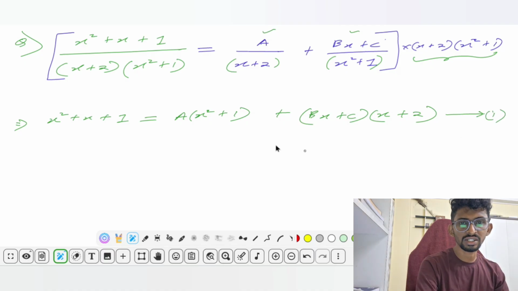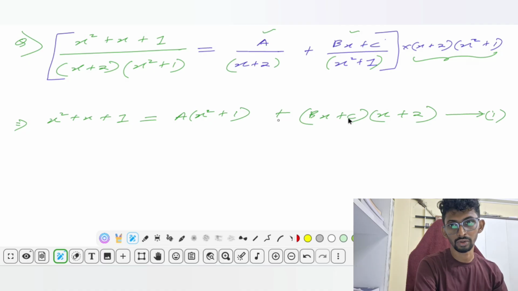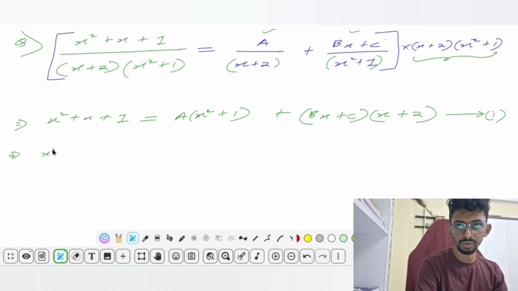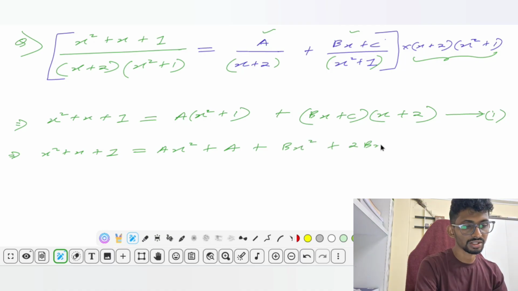Now from this equation 1, we can easily find the value of a. But to find the value of b and c, we will equate the coefficients. Okay, so for that, let us simplify this equation a little bit. The left hand side will be the same, that is x square plus x plus 1, and RHS, if I multiply a, it will be ax square plus a, plus if I multiply this, bx square plus 2bx plus cx plus 2c. Now the LHS part will be the same.